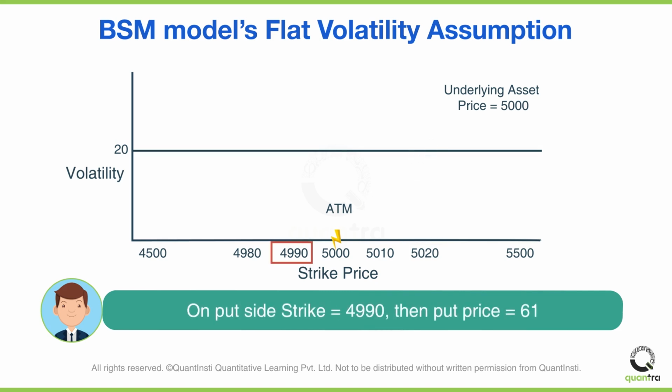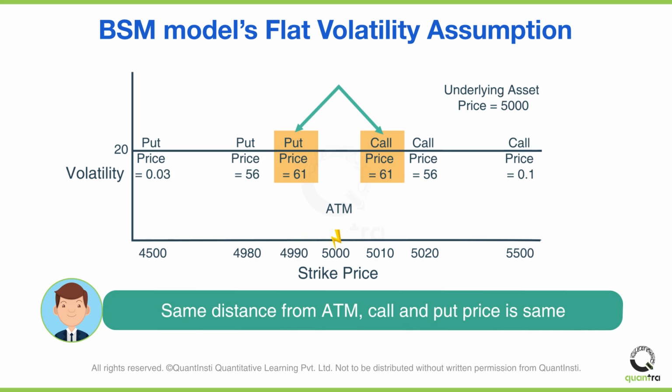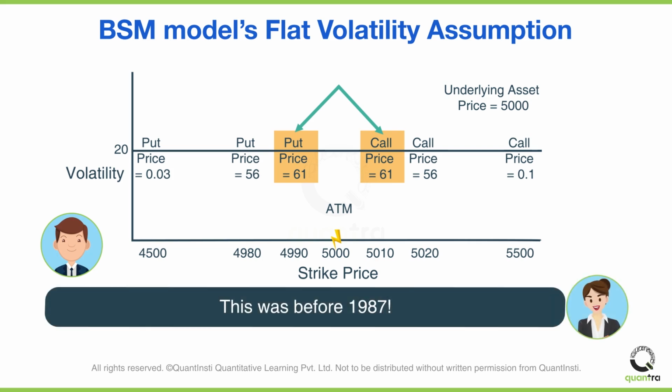On the put side, if the strike price is $4,990, the option put price is $61. For a strike of $4,980, the put is priced at $56. You can see that if the out-of-the-money options are at the same distance from the at-the-money strike price, then their price is the same. But this was before 1987.